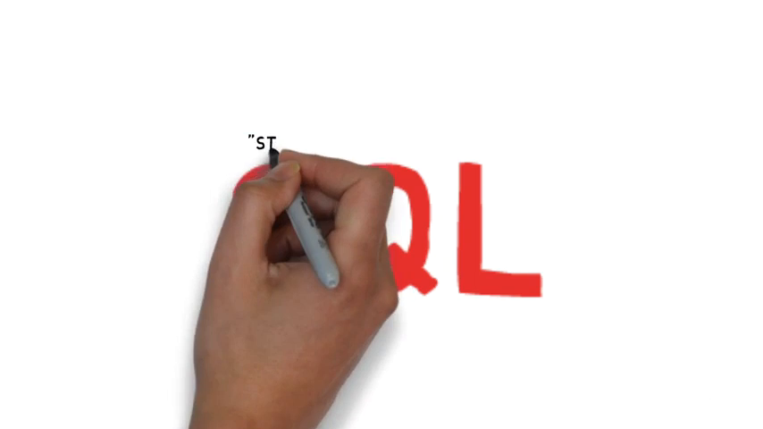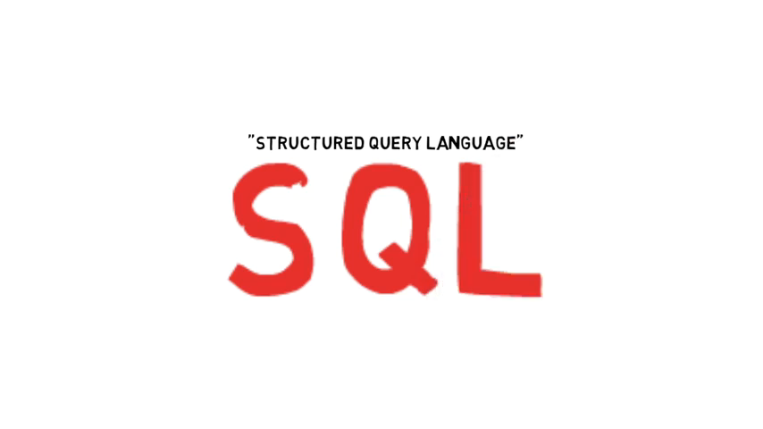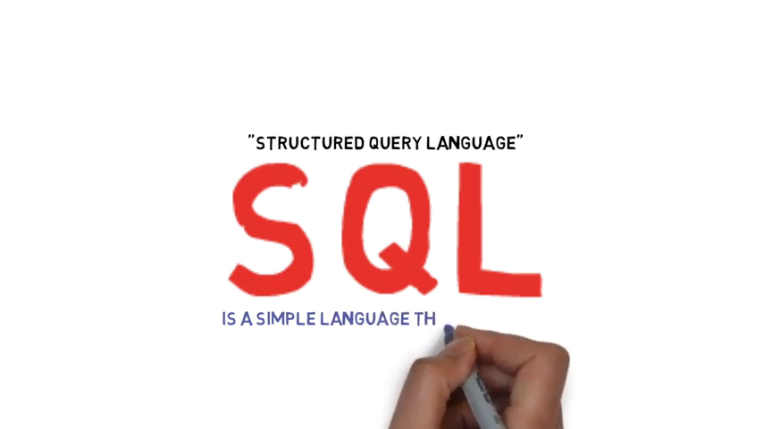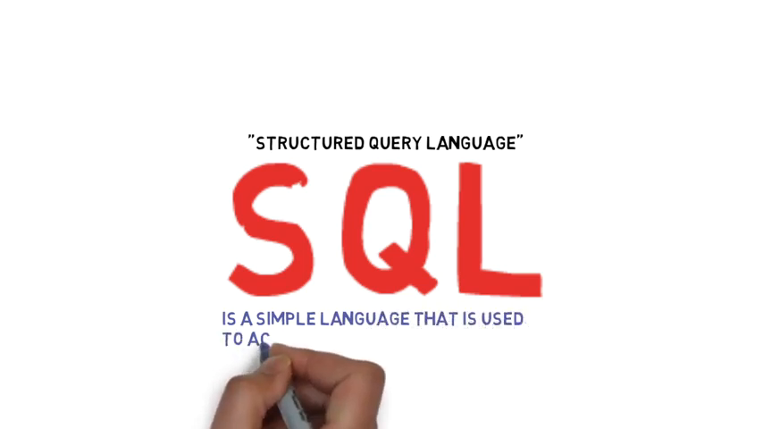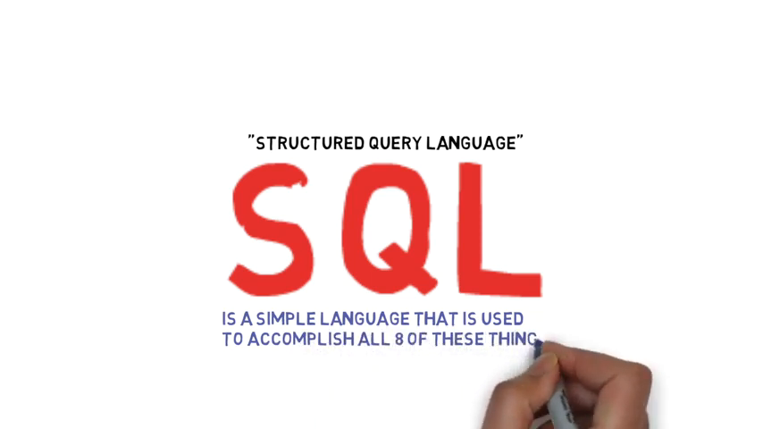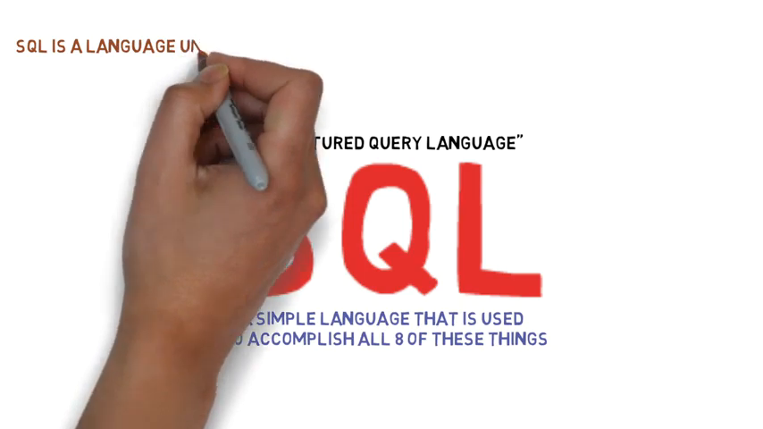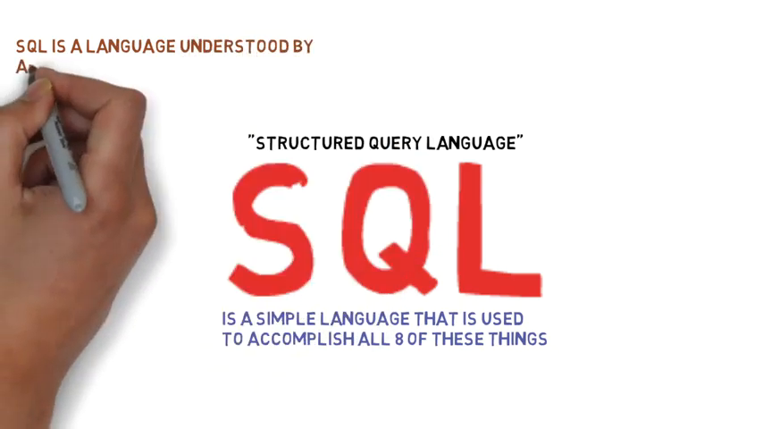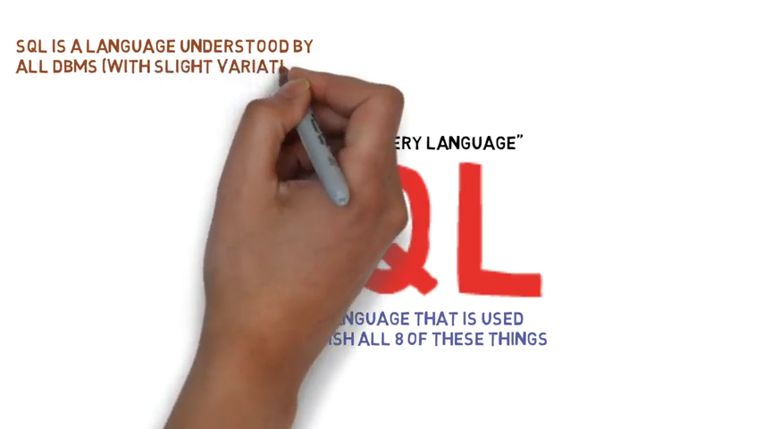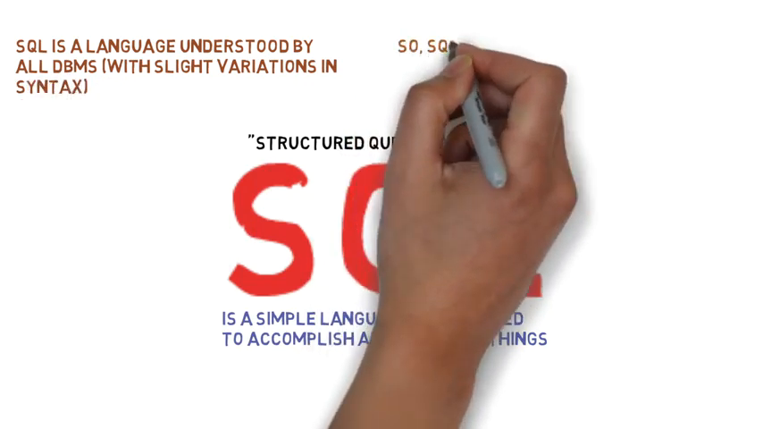SQL. This stands for Structured Query Language. So what is SQL? This is a simple language that can be used to accomplish all 8 of the tasks that we saw on the previous screen. SQL enables us to perform all 8 of the common tasks on a database management system. SQL is a language which is understood by all relational DBMSs. There are different kinds of DBMSs, but we won't worry about those for now. With slight variations in syntax, SQL is understood by all relational databases.